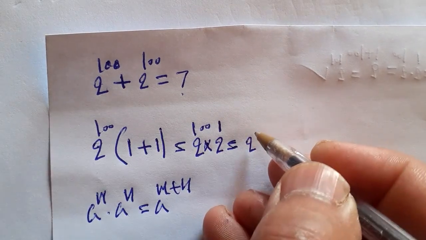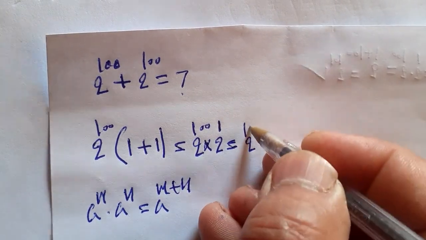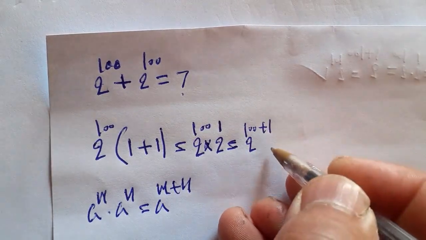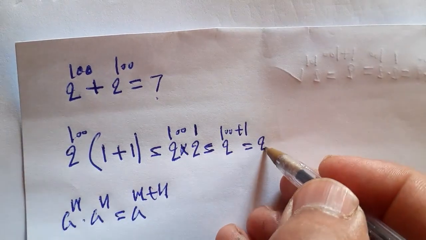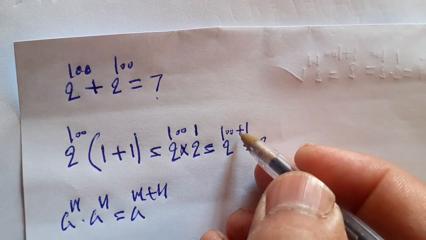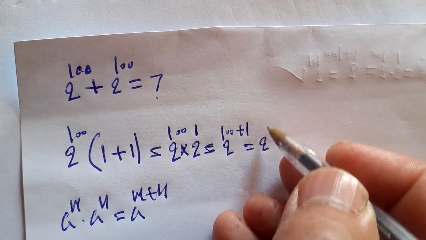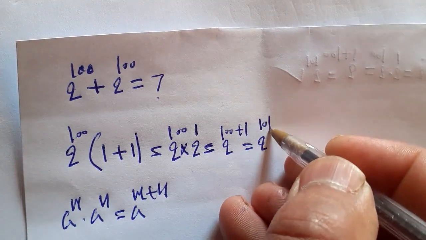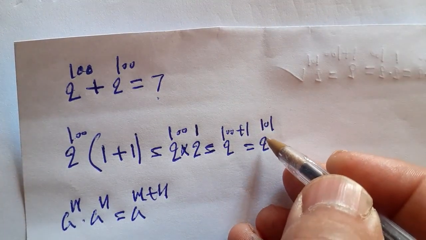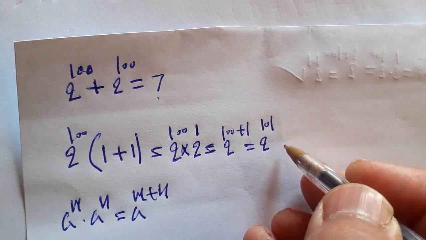2 to the power of 100 plus 1 equals 2 to the power of 100 plus 1, which is 101. Final answer: 2 to the power of 101.